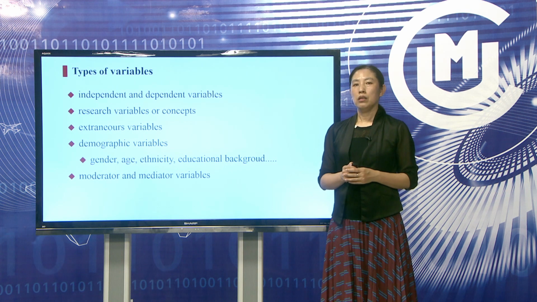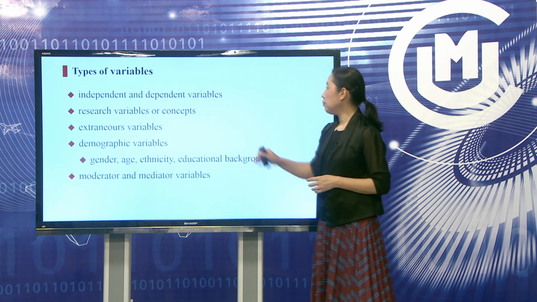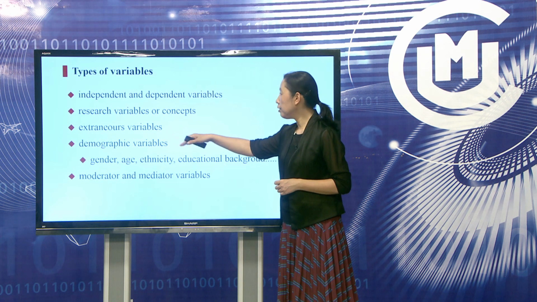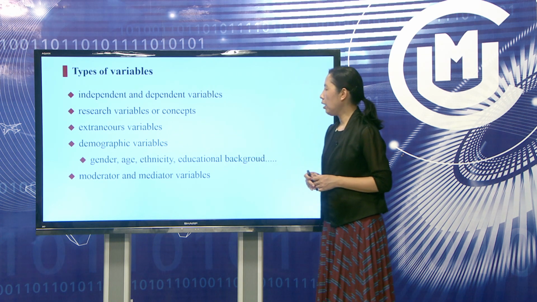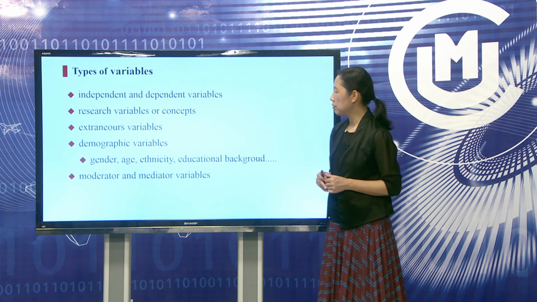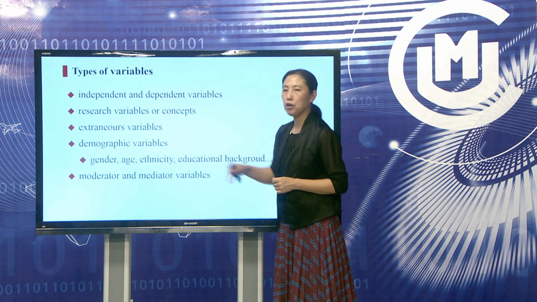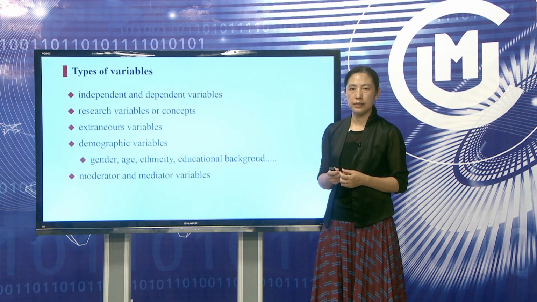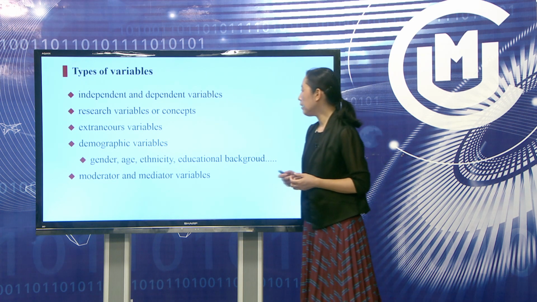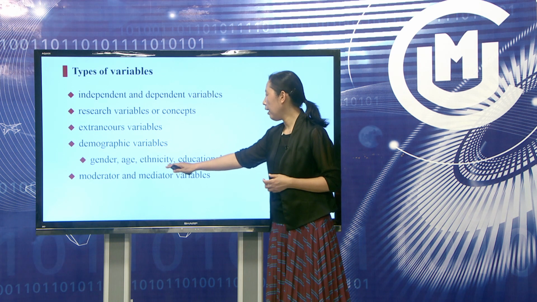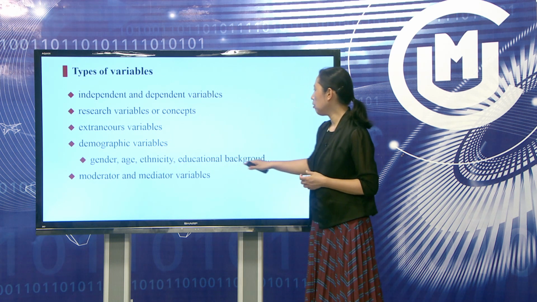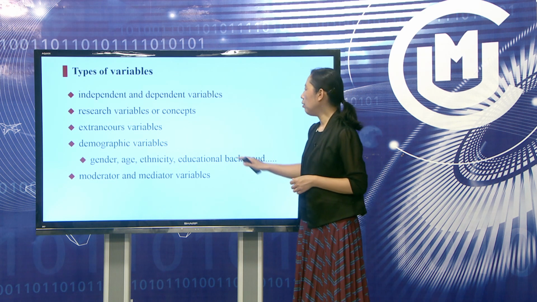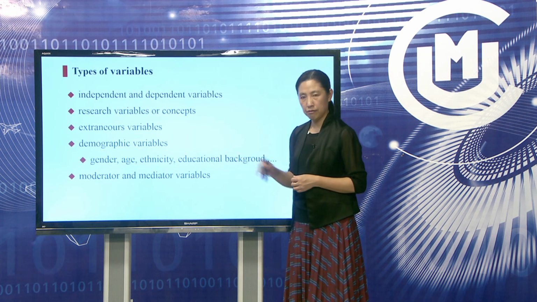Besides the independent and dependent variables, the research variable concepts, and the extraneous variables, we have other types of variables, such as demographic variables. When we investigate the subjects, we may ask about gender, age, ethnicity, and educational background. It depends on your research interest, but all these are demographic variables.